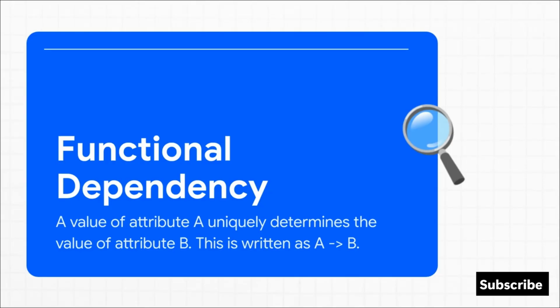A functional dependency, which we write as A with an arrow pointing to B, just means that if you know the value of A, there is only one possible value for B. A great example is your social security number. It determines your name. But your name doesn't determine your social security number because lots of people could have the same name. Getting a handle on these dependencies is really the bedrock of good database design.